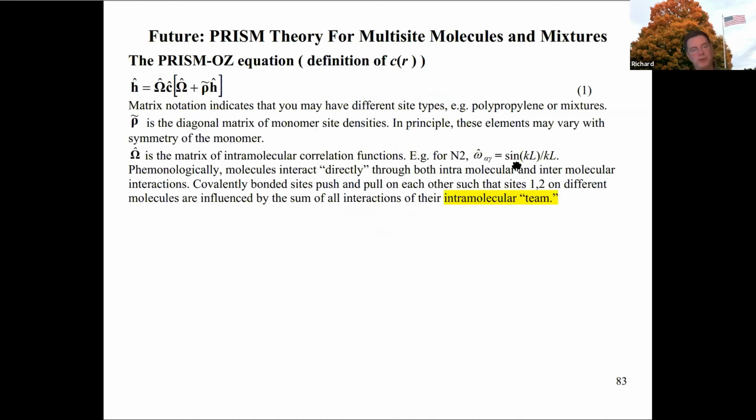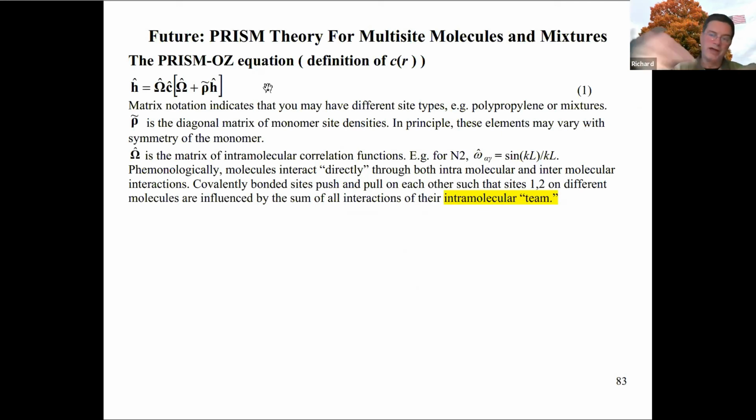Well, what does the future look like then for the PRISM theory? We said we had a question last week. How would we do this if we had polypropylene instead of polyethylene? Well, you would have to recognize that in polypropylene, you have a branch site, a pendant CH3 on the chain, and then you have your CH2 sites all along. And so you've got three site types in there.